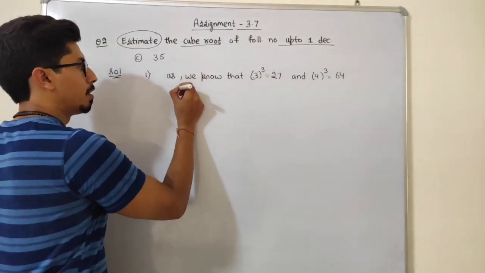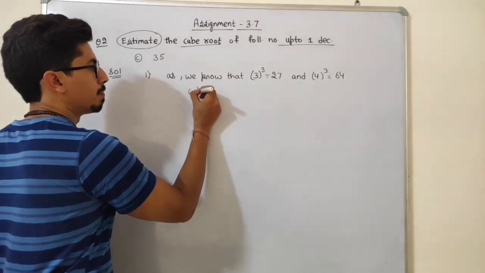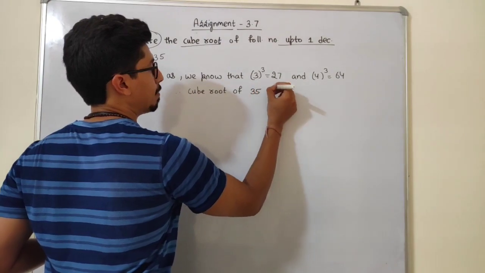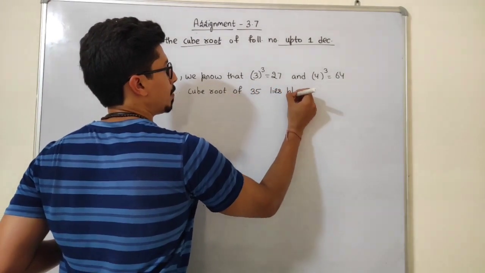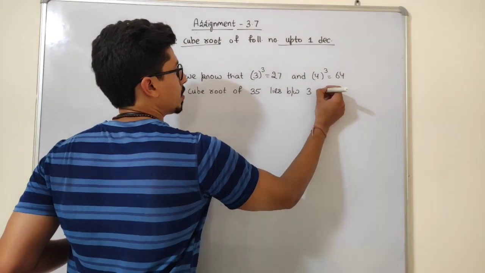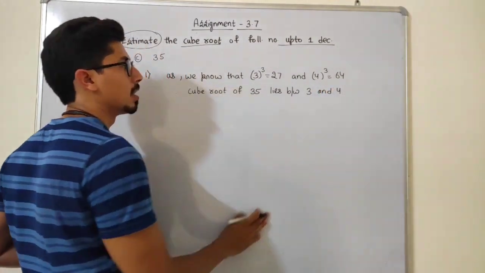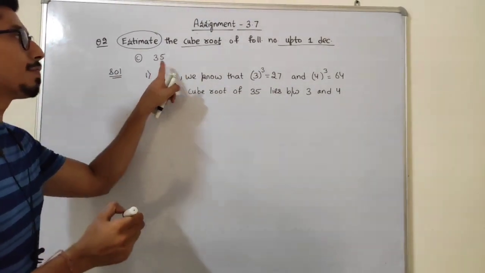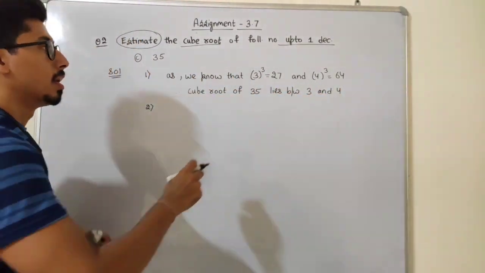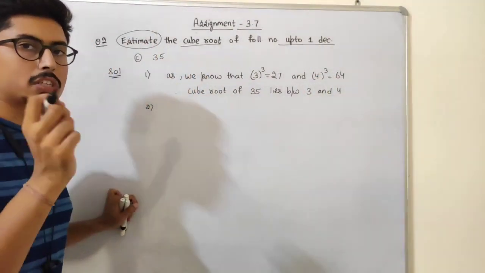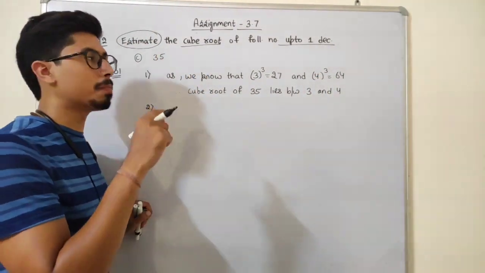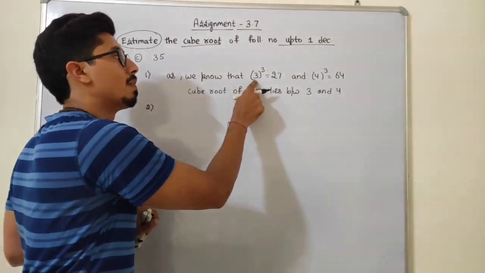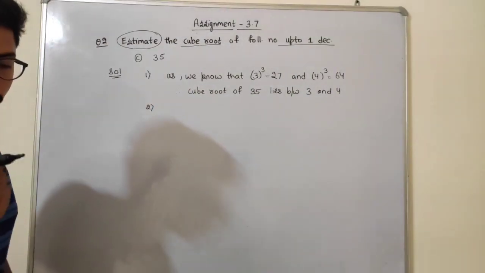Now therefore the cube root of 35 lies between 3 and 4. Okay, it is clear now. See, this 35 lies between these two numbers, but 64 is greater than 35. That means the cube root of this number will be 3 point something, students.